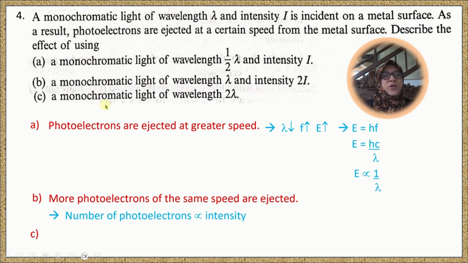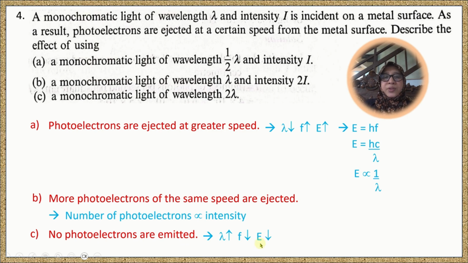Okay, for C, a monochromatic light of wavelength 2 lambda. So this time we increase the wavelength, we double the original wavelength. So what happened? No photoelectrons are emitted if we double the wavelength. That means we use a different energy of a photon, a different monochromatic light. When we increase the wavelength, it becomes 2 lambda, so the frequency decreases and the energy decreases. Therefore, no photoelectrons are emitted. Again, we can refer to this equation.